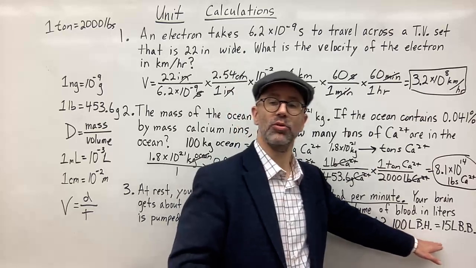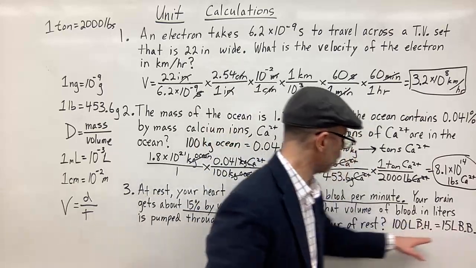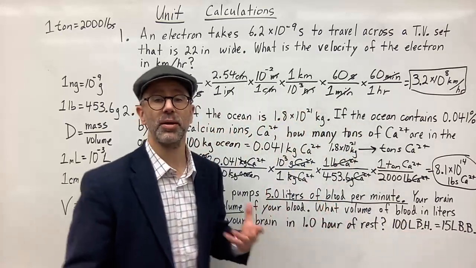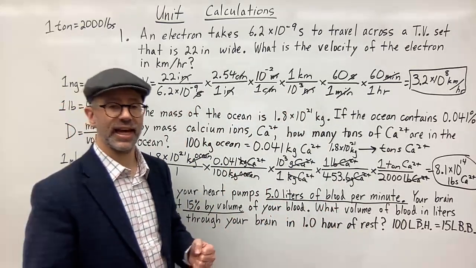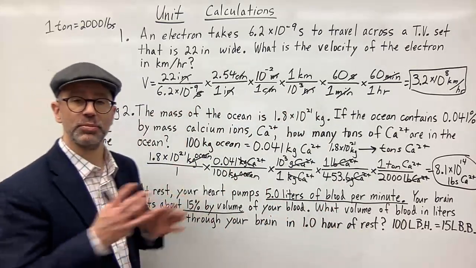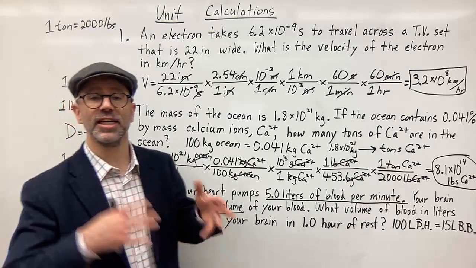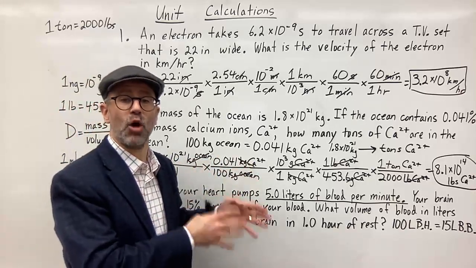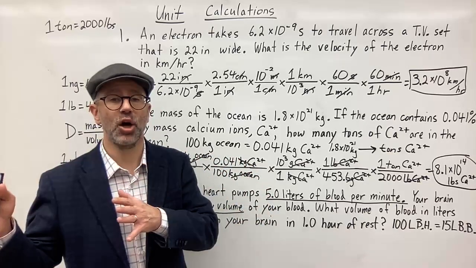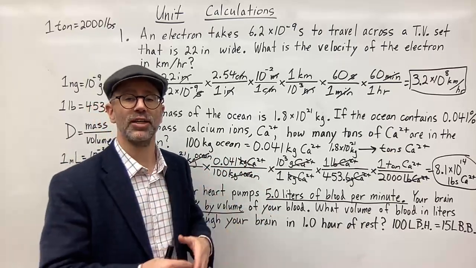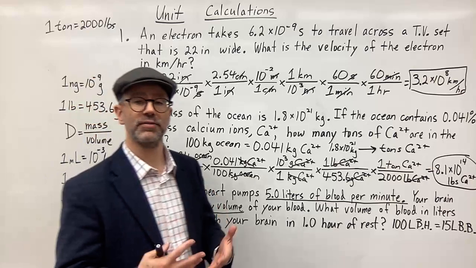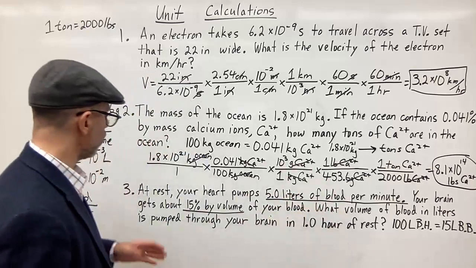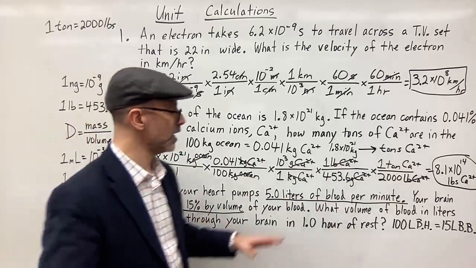This is where we get our conversion from the percentage they gave us. 15% means 15 out of 100. 15 liters of your blood that goes through the heart is going to go through the brain. For every 100 liters that go through your heart, 15 liters will go to the brain. So we got two conversion factors.